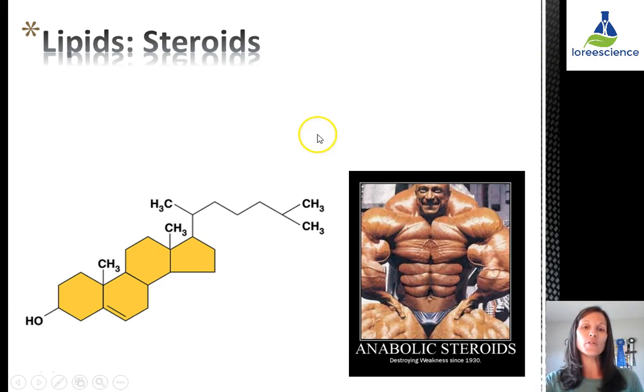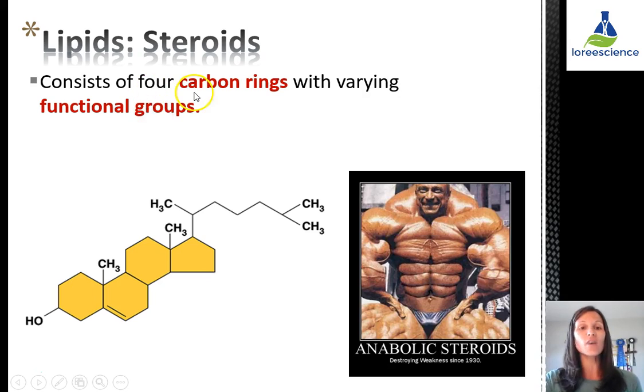Third major type of lipids are steroids. What we notice about the steroids is now we start seeing the ringed structure. That defines a steroid. So they consist of 4 carbon rings, in fact, with varying functional groups attached. So whenever you want to identify a steroid, you're always going to see these 4 carbon rings, and you're going to see different functional groups. That's what makes them be able to do different things and interact differently and send different messages.